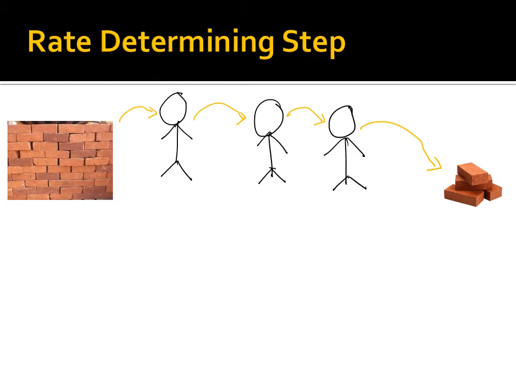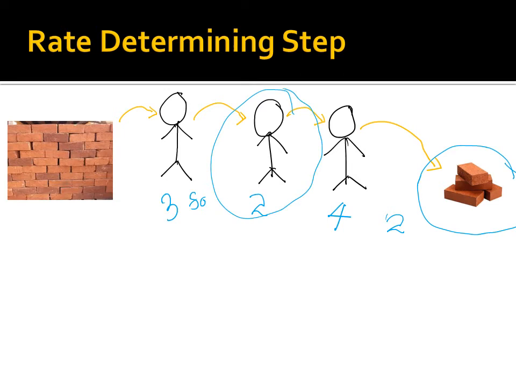In this process, think about the first person will take 3 stones per 1 minute, but the second person can take only 2 stones per minute, and 4 stones per minute can move from the third person. But you know how fast this place will fill. It is definitely 2 stones per minute, because the second person is the key factor of this process, because he is the slowest person. Therefore, the rate determining step is the second person.